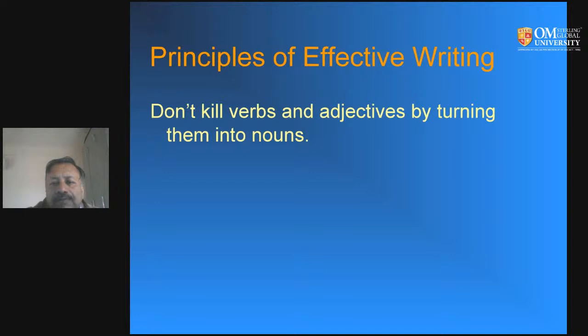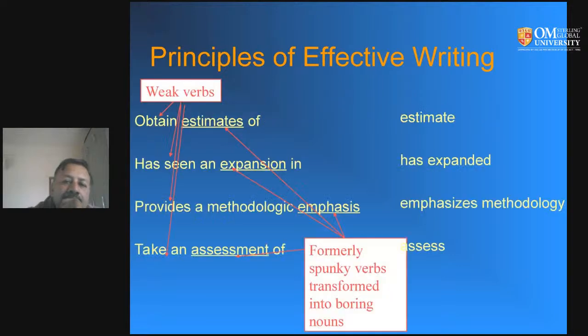Don't kill verbs and adjectives by turning them into nouns. Next. There are weak verb phrases like "obtain estimates of"; simply say "estimate." "Has seen an expansion in": instead of that, simply say "has expanded." "Provides a methodological emphasis": say "emphasizes methodology." "Take an assessment of": say "assesses."